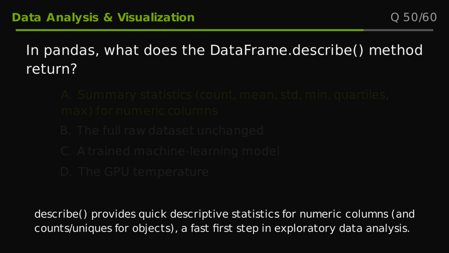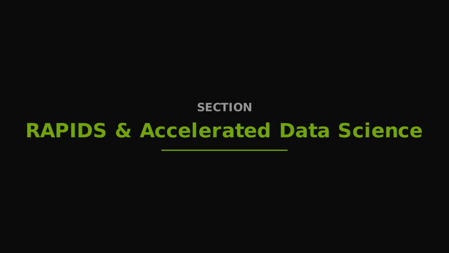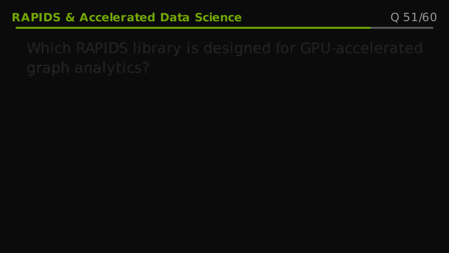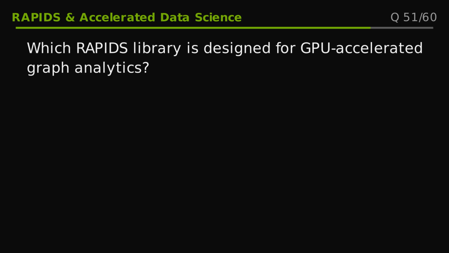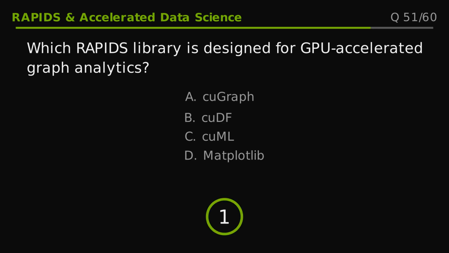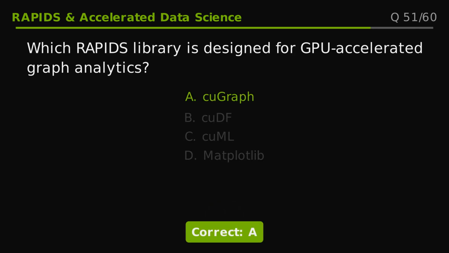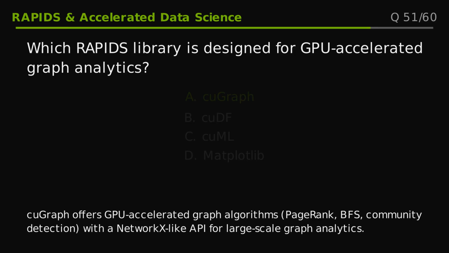data analysis. Next section, NVIDIA RAPIDS and accelerated data science. Question 51. Which RAPIDS library is designed for GPU accelerated graph analytics? Option D. Matplotlib. The correct answer is A. NVIDIA offers GPU accelerated graph algorithms, like PageRank and community detection, with a library like cuGraph for large-scale graph analytics.